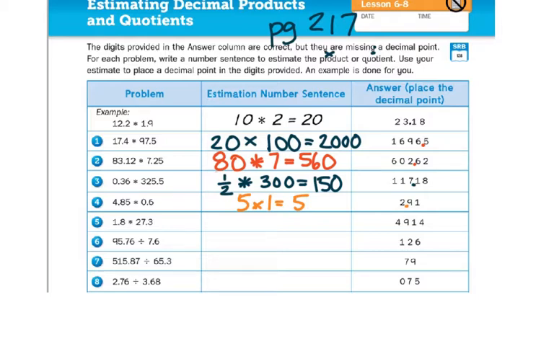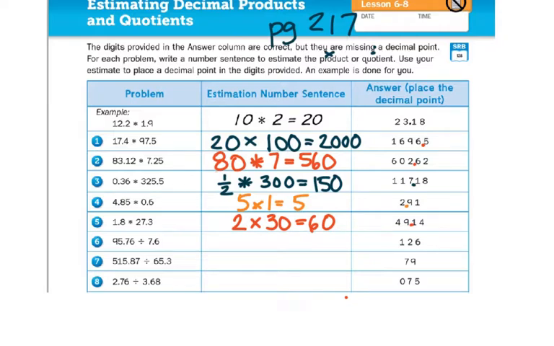Number 5. 1 and 2/10 is closest to 2. 27 and 3/10 is closest to, let's make it 30 because we want to be able to multiply these all in our head. 2 times 30 is 60. Where am I going to put my decimal point so my answer is closest to 60? Between the 9 and the 1, 49 and 14/100.